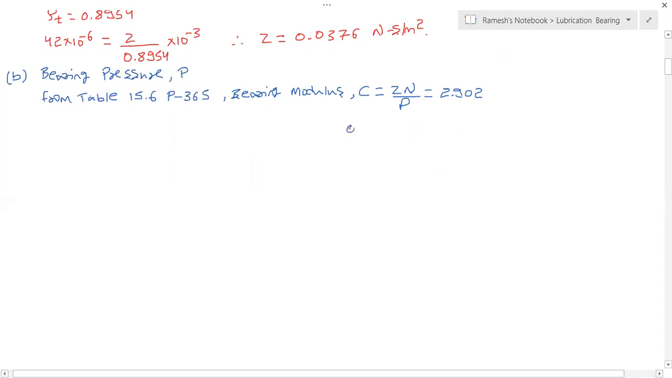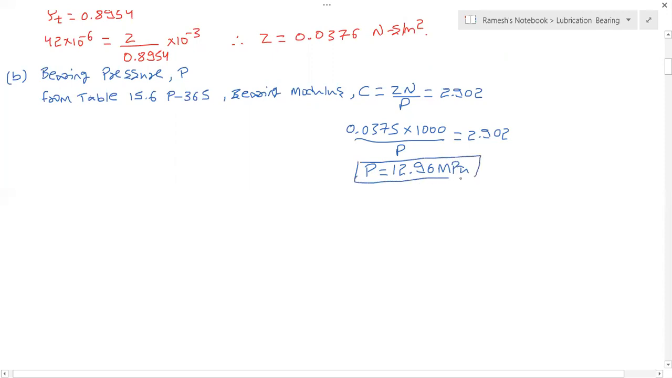Absolute viscosity is 0.0379, and N is given, that is RPM. The shaft RPM is 1000, divided by the bearing pressure, which you need to calculate. It is equal to the C value from the table, 2.902. Therefore, the bearing pressure, if you calculate this, will be 12.96 megapascal.